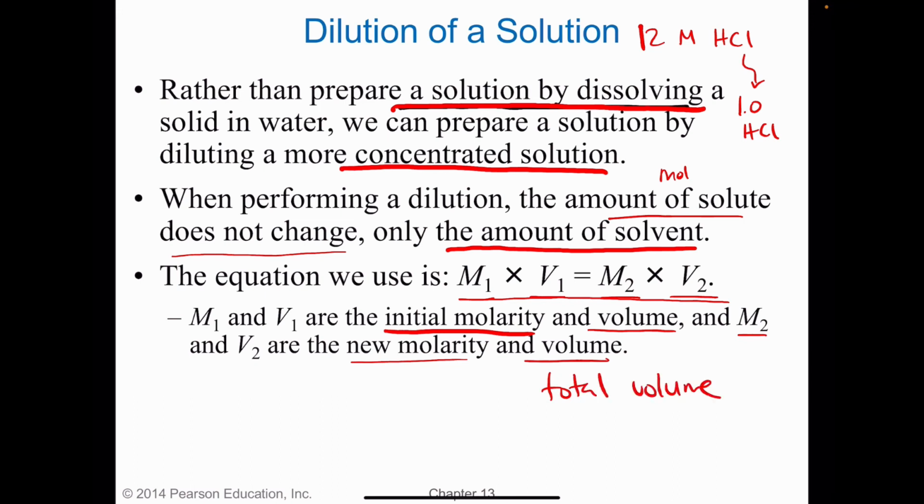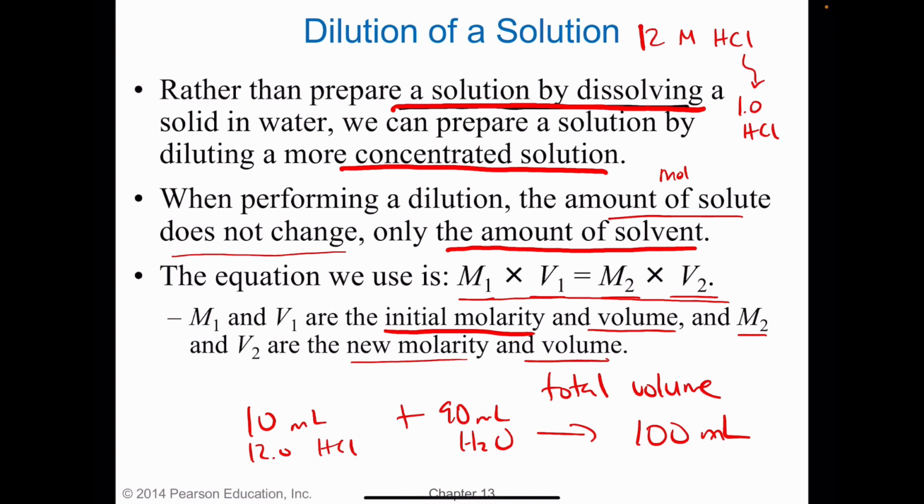So for example, if we were taking 10 milliliters of the 12 molar HCl and we added 90 milliliters of water to that, the new total volume would be 10 plus 90, which would be 100 milliliters. So the key thing is that V2 is the total volume of the solution, not how much water you add, but the new total volume.